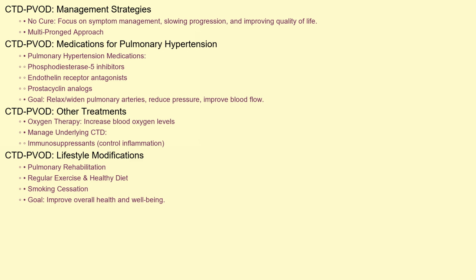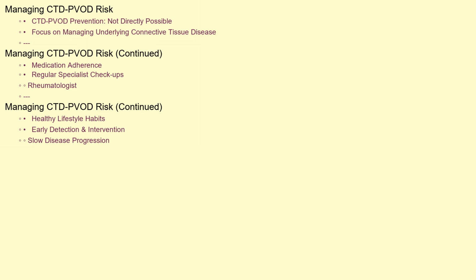Additionally, lifestyle modifications like pulmonary rehabilitation, regular exercise, a healthy diet, and smoking cessation are crucial for improving overall health and well-being. While CTD-POD itself cannot be prevented, managing the underlying connective tissue disease can potentially reduce the risk of developing pulmonary vascular complications. This includes adhering to prescribed medications, attending regular check-ups with a rheumatologist or other specialist, and adopting healthy lifestyle habits. Early detection and intervention are also key to slowing the progression of the disease.